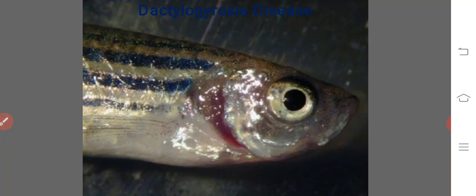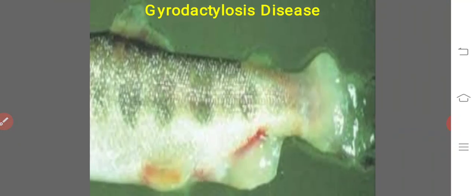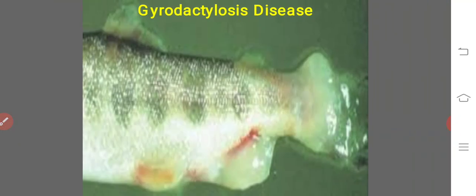The control measures are: the parasite can be controlled by giving a bath in a solution of formalin for a period of 30 minutes or by giving a bath in salt solution. Bromex 50 at 0.18 ppm and Dilox at 0.25 ppm are effective to control the dactylogyrosis disease. Coming to gyrodactylosis, the monogenetic trematode Gyrodactylus causes this disease.